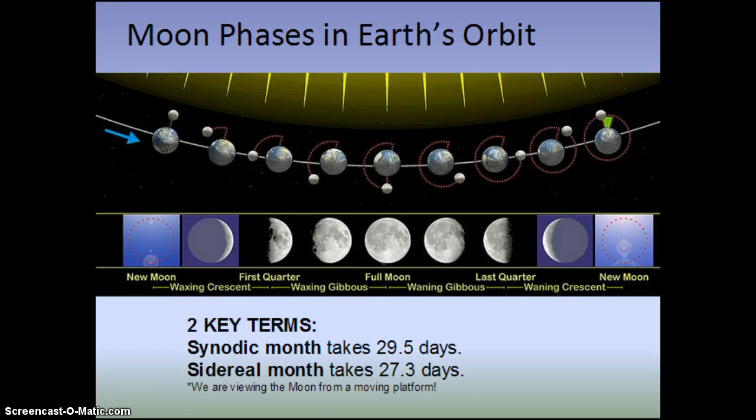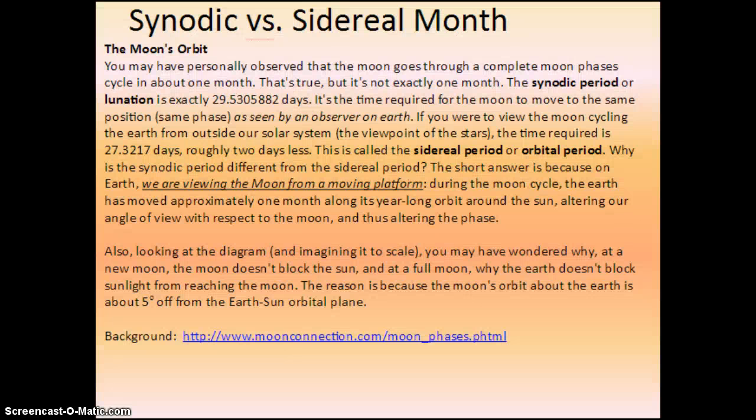Two key terms we're going to look at are called synodic month, which takes 29.5 days, and a sidereal month that takes 27.3 days. When we compare a synodic versus sidereal month, it's important to realize that the times are different for a very obvious reason. You may have personally observed that the moon goes through a complete moon phase cycle in about 1 month, and that's true, but it's not exactly 1 month. The synodic period of lunation is about 29.5 days.